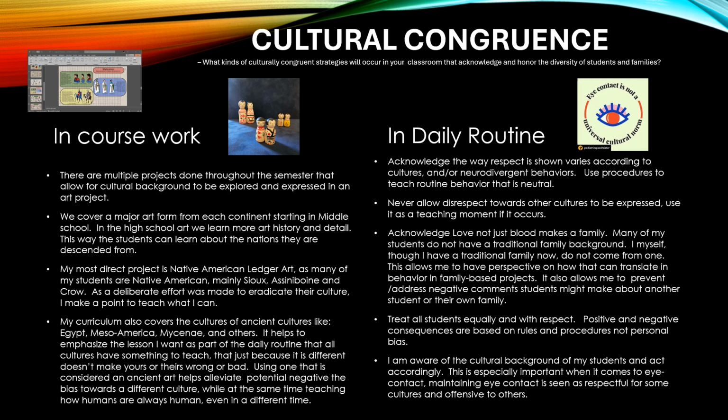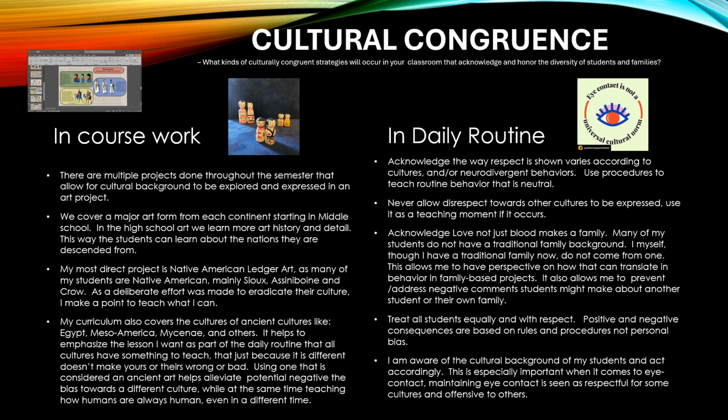Acknowledge love, not just blood, makes family. Many of my students do not have a traditional family or background. I myself, though I have a traditional family now, do not come from one. This allows me to have a perspective on how that can translate in behavior in family-based projects. It also allows me to prevent and address negative comments students might make about another student or their own family.